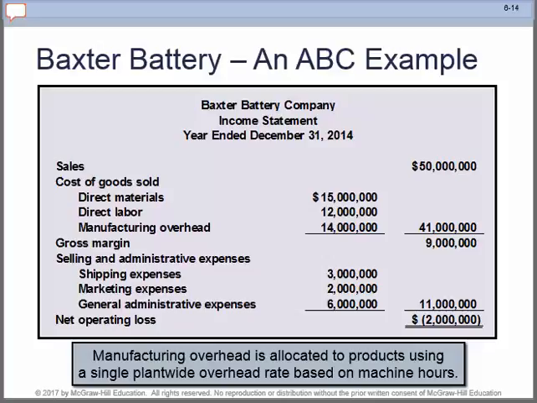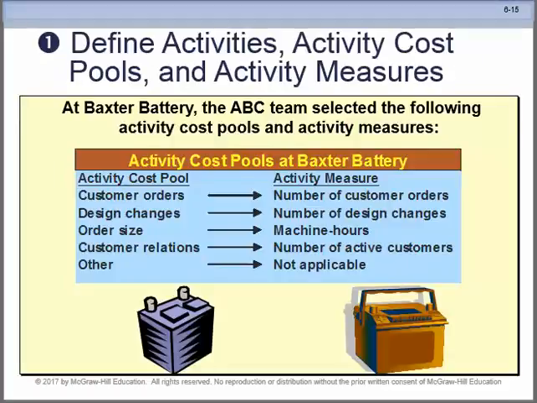So, first things first. Let's figure out what our activities, activity cost pools, and activity measures are. These are identified and defined by interviewing the employees that work in the overhead departments. Sometimes a lengthy list of activities will come out of this process, and it's usually reduced to a handful by combining similar activities. So they gave us 5 cost pools here.